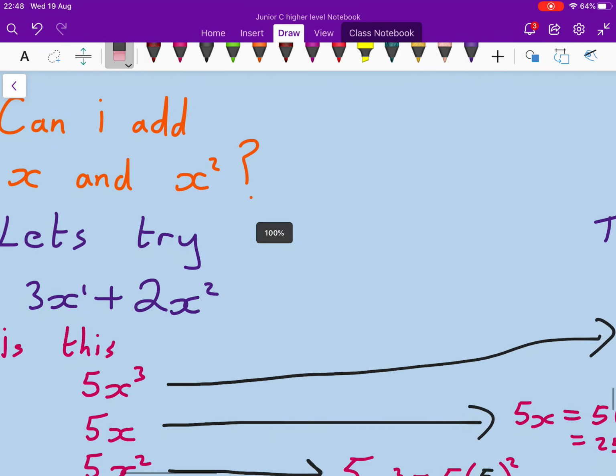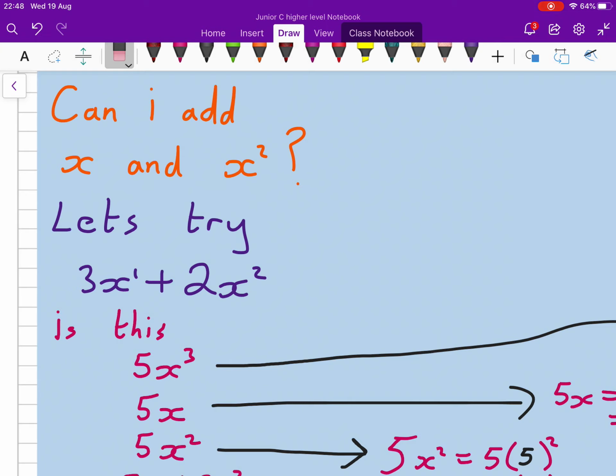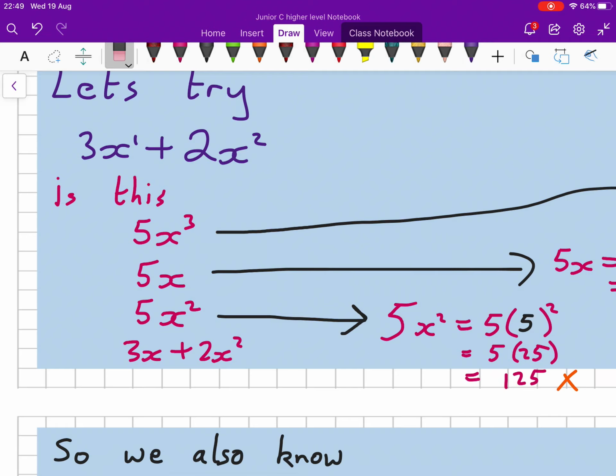Can I add x and x squared? Let's try this question here. 3x to the power 1 plus 2x squared. Now up here I didn't show the power 1. Here I did. That doesn't make any difference. We're just very lazy about showing the power 1. We often leave it out. But can I add something like 3x and 2x squared? Can we add these? Some people might say that should be 5x cubed, or should just be 5x, or should be 5x squared, or we can't add them at all.